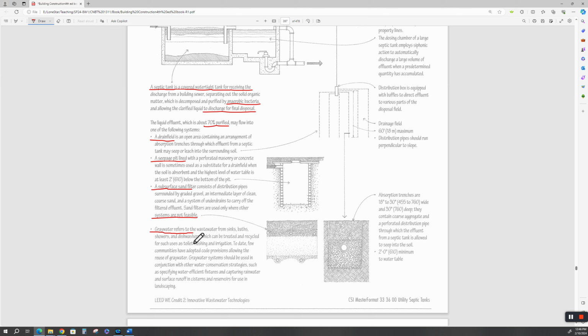Now, I used the term gray water before. Gray water refers to the wastewater from sinks, baths, showers, dishwashers and washing machines. And that can be treated and recycled for such uses as toilet flushing and irrigation.